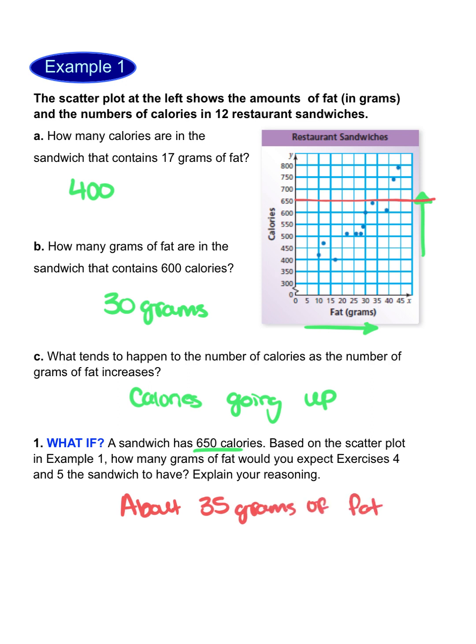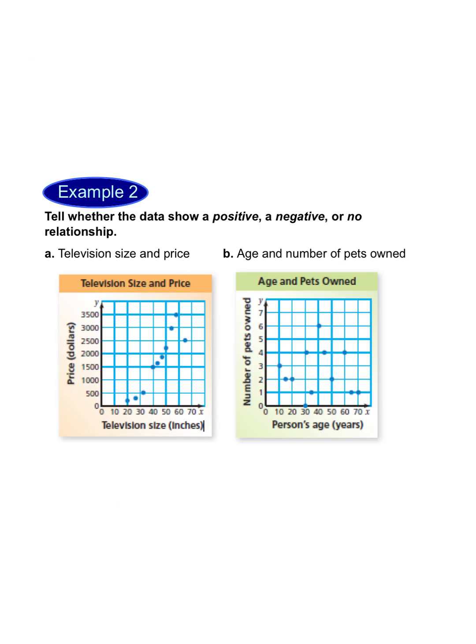Example number 2. Tell whether the data shows a positive, negative, or no correlation at all, or no relationship. So if we're looking at the left one, television size and price, I'm noticing that as these points go up, therefore this is going to be a positive correlation. The one on the right, B, age and number of pets, I don't see any pattern at all. The points are just kind of all over the place. So we would say no correlation or no relationship.